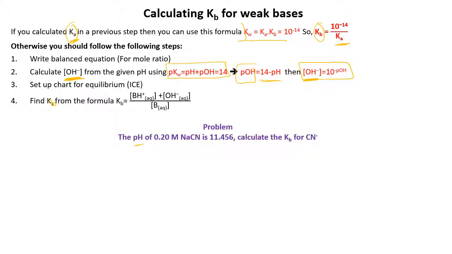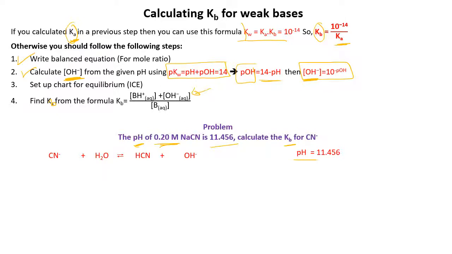Okay, we have the problem here. The pH of 0.2 molar NaCN is 11.456. Calculate the Kb for CN negative. First of all, we have to write the balanced equation. Then we should calculate the OH negative. Why should we calculate the OH negative? Because we need it for this formula.